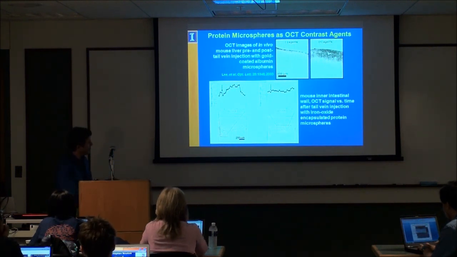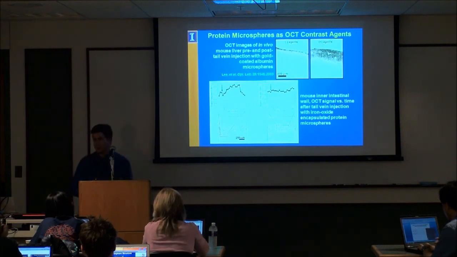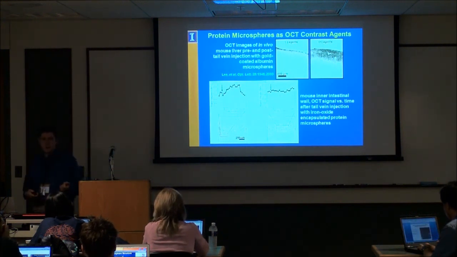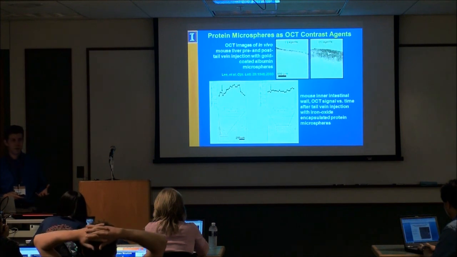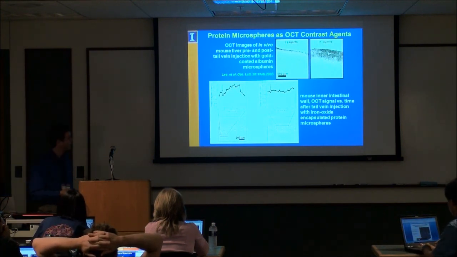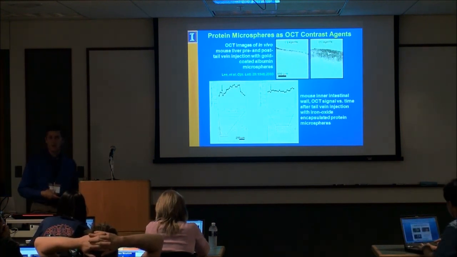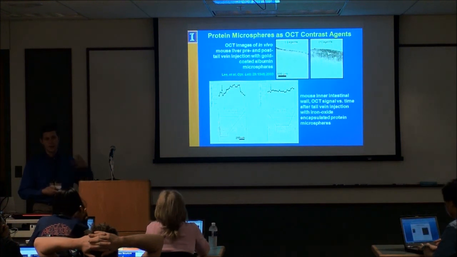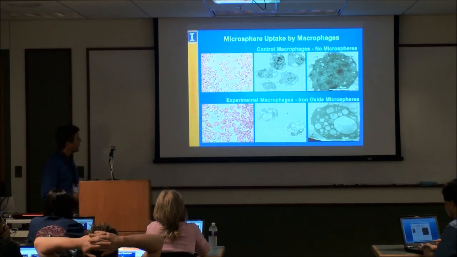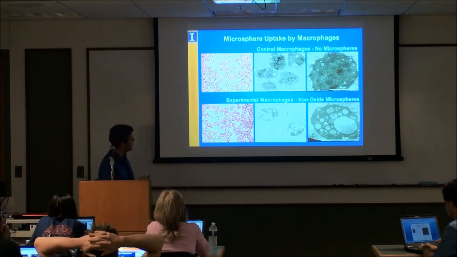And just outside the blood vessels, we don't see any change in scattering. It's what we would expect, because these microspheres don't get out of the bloodstream. They're too large. Usually the particles have to be less than a few hundred nanometers to actually get out of the bloodstream. We do know that these get taken up by macrophages.